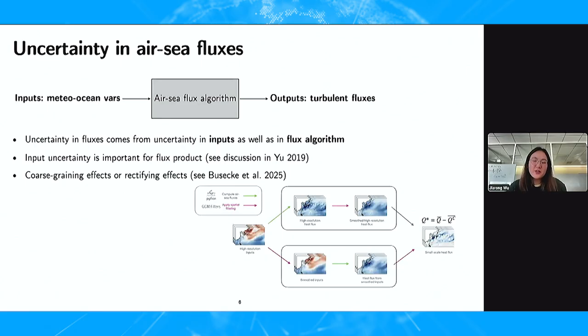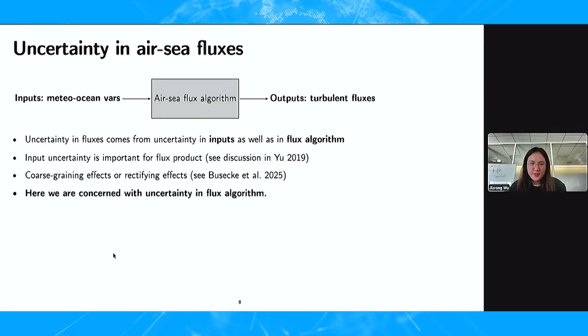There's also another type of work that discusses the uncertainty due to coarse-graining effects. When you're in a coarse model, the inputs are smoothed out, so this will give you different output fluxes due to the nonlinear relationship in the flux algorithm. For this, you can check out Julia's work, and this is also not discussed here today. And in this work, we are concerned with the uncertainty in the flux algorithm itself.